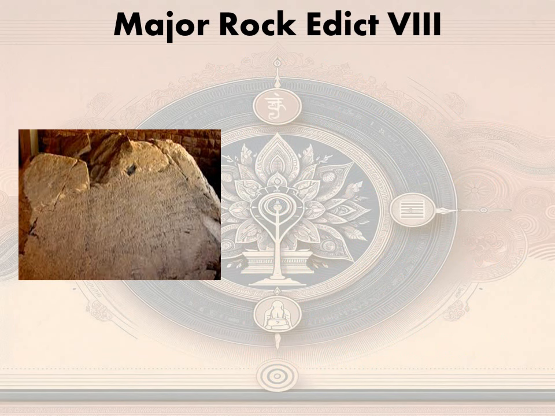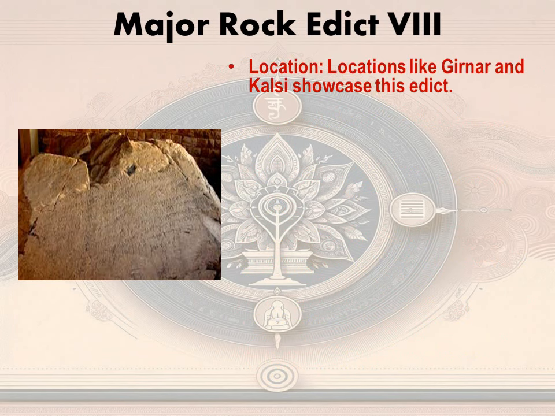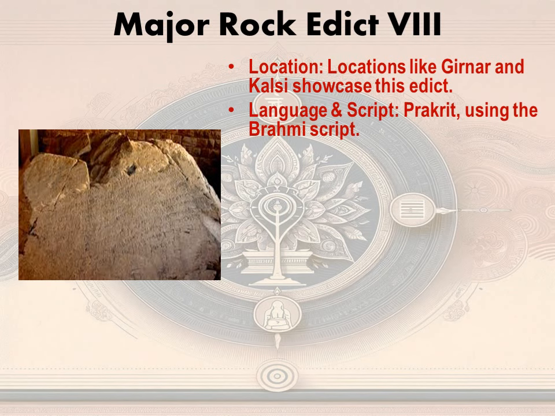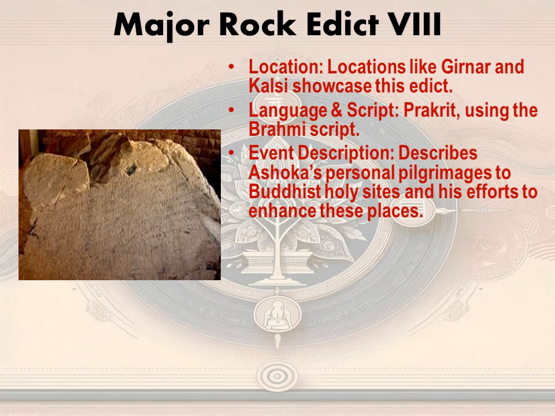Major Rock Edict number 8. How was Rock Edict 8 significant? It is again located in Girnar and Kalsi. It is in Prakrit language and uses the Brahmi script to express the Prakrit language. It describes Ashok's personal pilgrimages to Buddhist holy sites and his efforts to enhance these places. So, Ashok personally visited the different pilgrimage sites related to Buddhism, and he made efforts to restore and enhance these places with proper infrastructural facilities for the different pilgrims throughout the world.